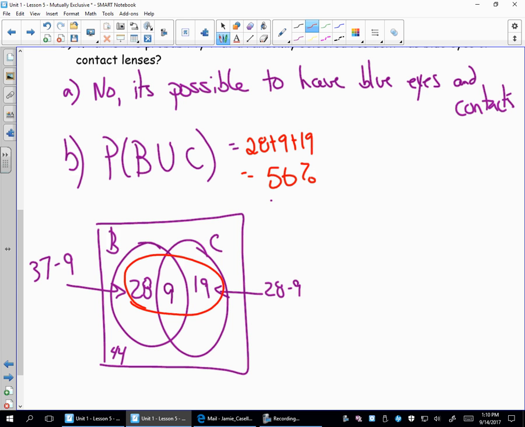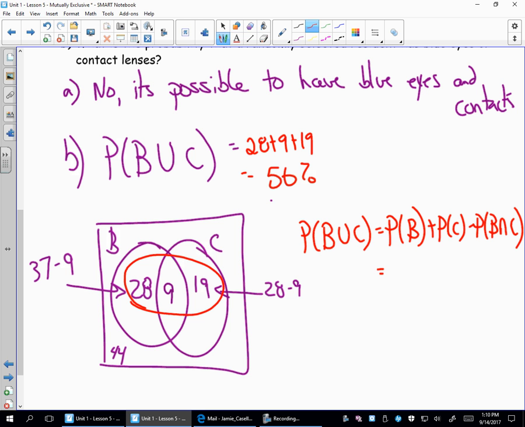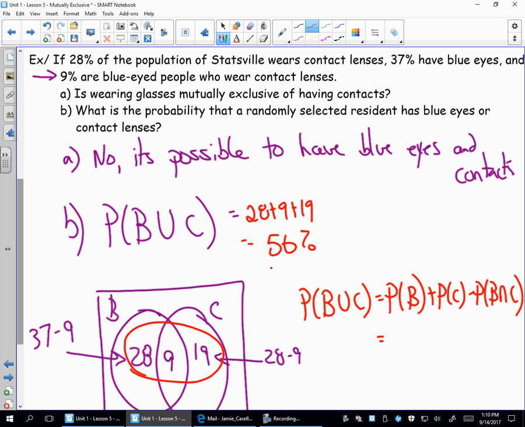Okay. Now, if you don't like Venn diagrams, the other way we could have done that, blue eyes or contacts. Let's figure out the blue-eyed people, the contact people, and the people who have both. I've got to subtract that because they got counted twice. So blue-eyed people, back to the question again, 37. Contact people, 28. People who have both, 9. 37 plus 28 minus 9, 56%. So 2 different ways of approaching the same question, formulas or Venn diagrams.